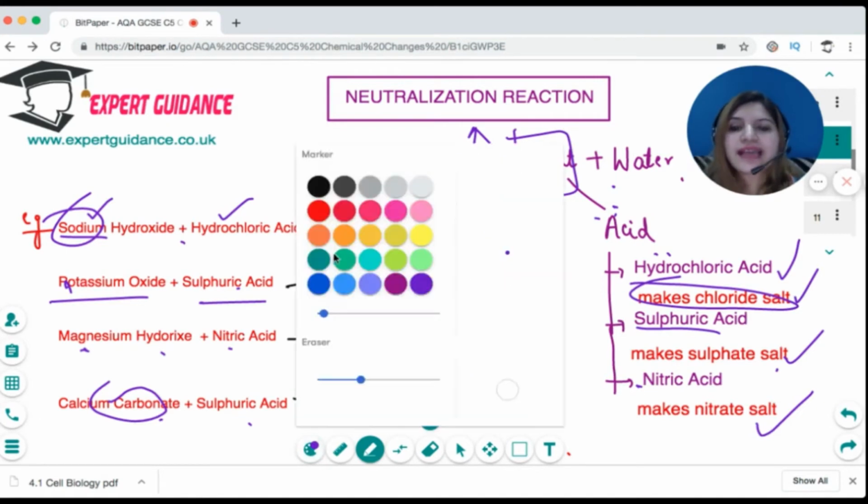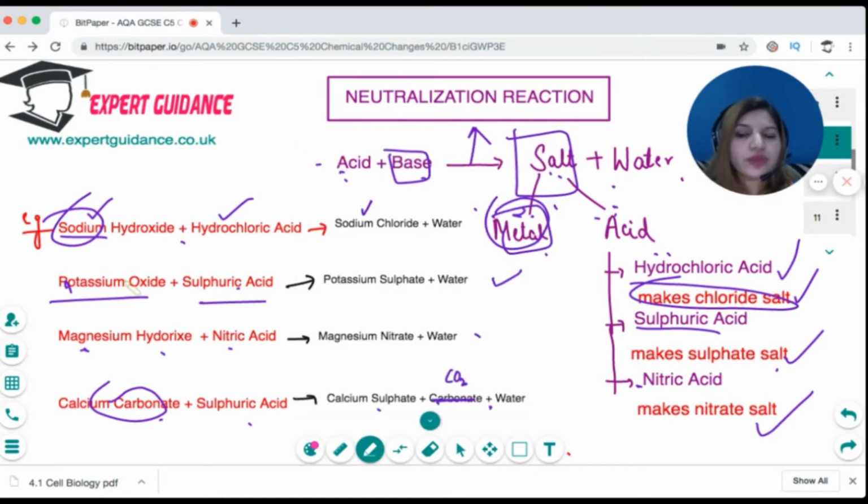Now in the exam, they can ask you to write the word equation. For the word equation, you need to look back at my bonding video where I have explained how you need to make the formulas of the ionic compounds. So sodium hydroxide is NaOH. It will react with HCl and it will give you sodium chloride and water, which is already balanced.